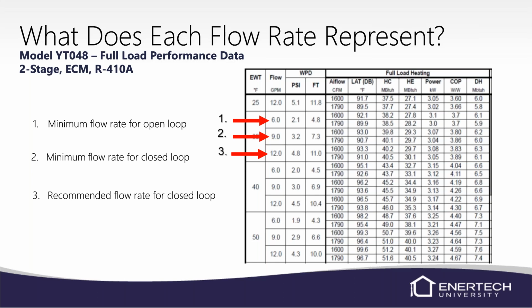Again, don't just go to the chart and say, I'm moving 12 GPM. We have to use our pressure drop to figure out what we're actually moving. So if we were moving 12 GPM, we should have somewhere close in this unit to a 4.8 pound pressure drop.